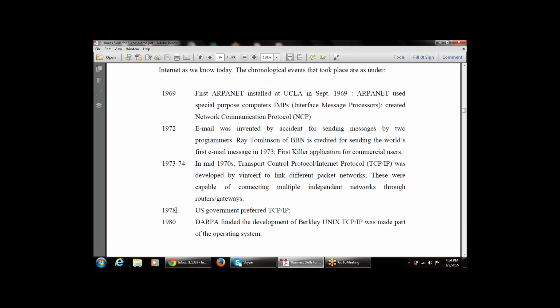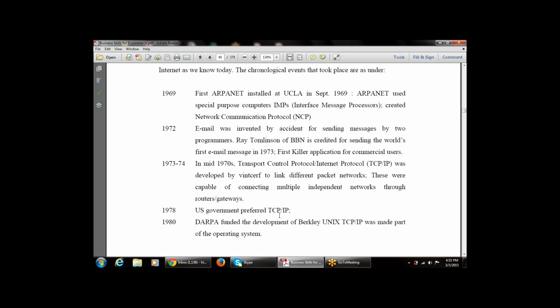Then in 1978, the US government preferred TCP/IP. In 1973 or 74 it was developed to link the multiple networks. Then in 1978, the US government also saw that this protocol is very good, with so many standards and provisions available with the TCP/IP protocol. So the US government recommended TCP/IP in 1978.